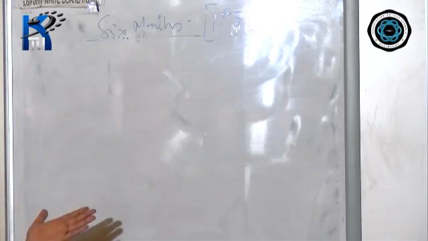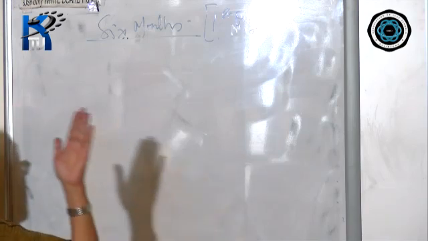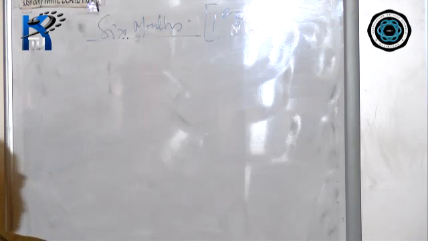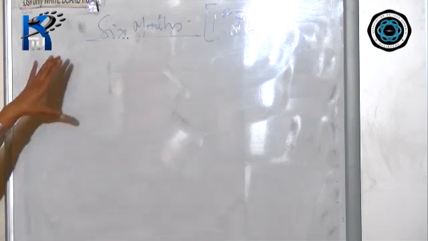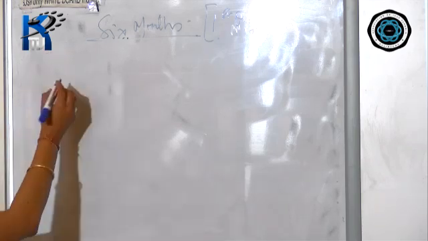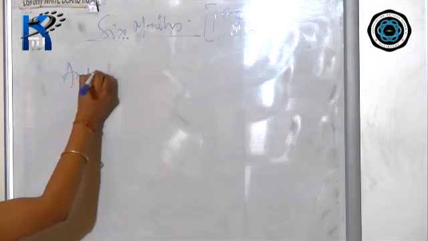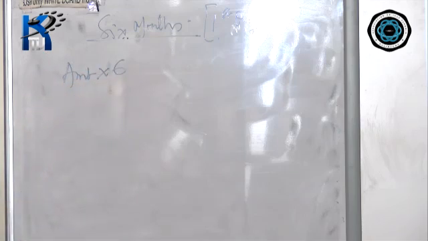Or otherwise, 6 months should be on 30th September, the year should come to an end. If we start from 1st April, the year should come to an end on 30th September. So it will be 6 monthly like that. Now how do we calculate this? Amount into 6. Why 6? Because we are doing it for 6 months.